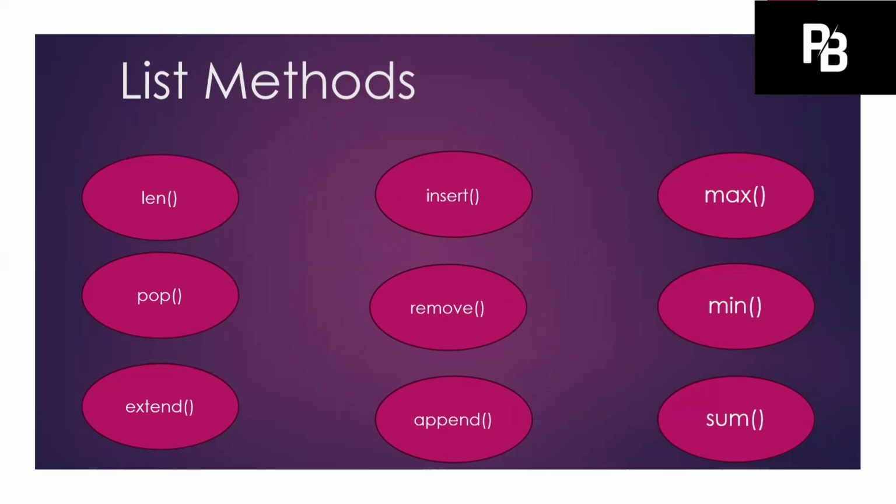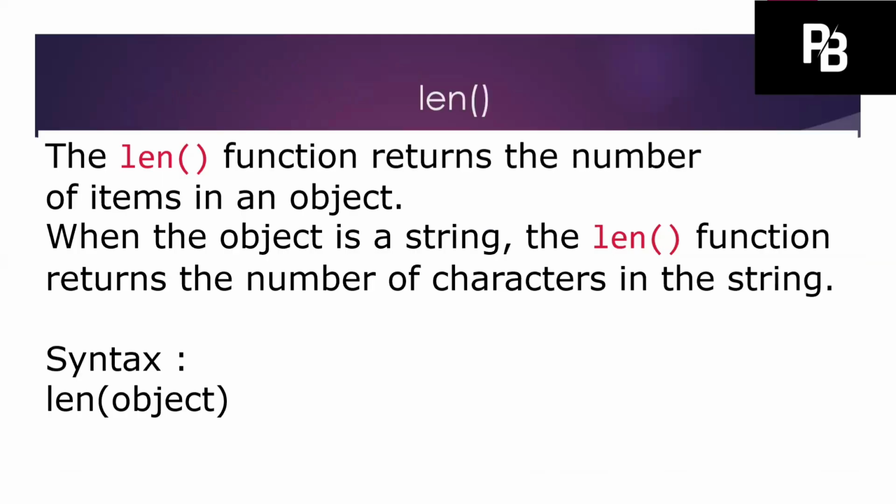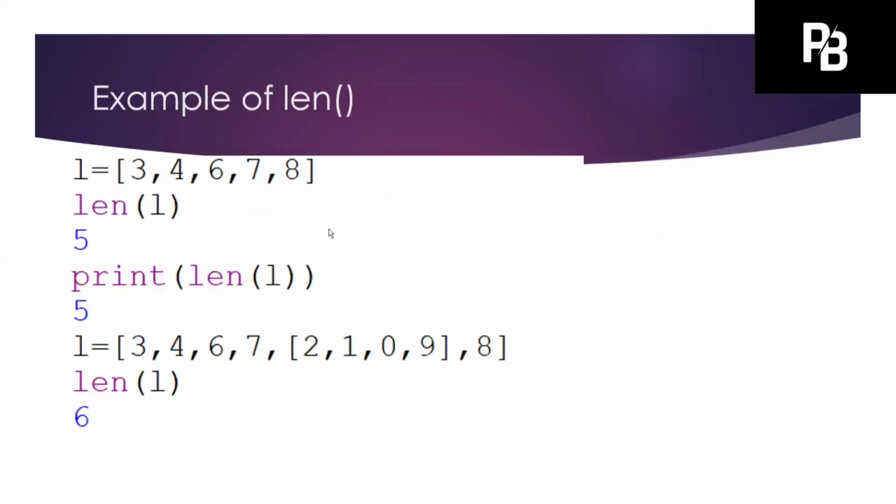So let's start, students. The first function is the len function. The len function returns the number of items in an object. We learn this function in a string also, right? When the object is a string, the len function returns the number of characters in the string. How can we use this? Let's take an example, students.